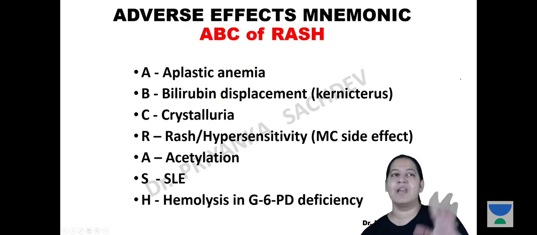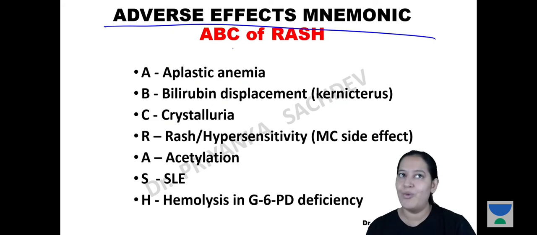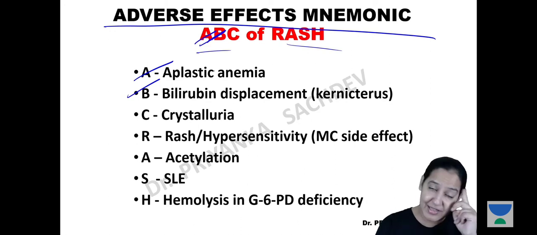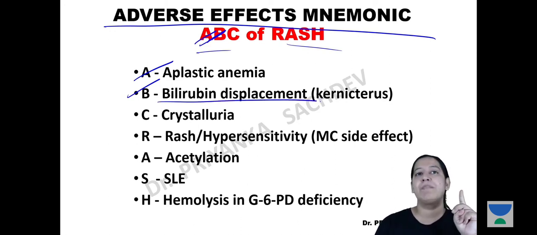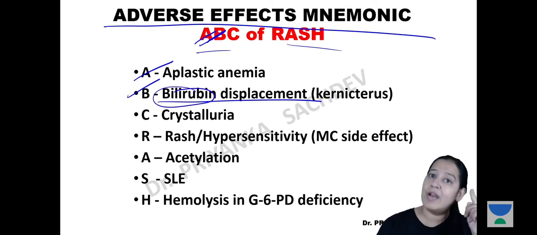So coming on the next heading, adverse effects. I have a mnemonic for you. ABC of fresh. A stands for aplastic anemia. B stands for bilirubin displacement in the brain. The bilirubin is displaced in the blood and the free bilirubin will go in the brain. It will bind with basal ganglion and causes kernicterus.